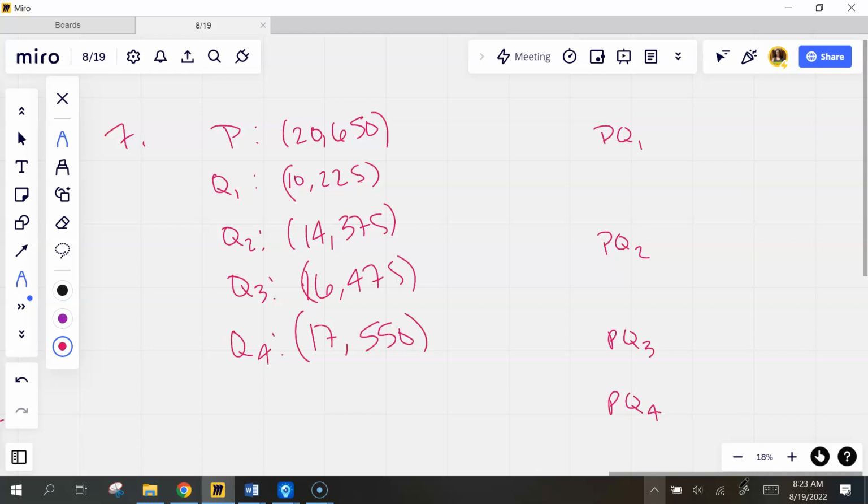And so now what I want to do is find the slope between all these points. That's all I'm doing. So between these two is going to be PQ1. So 650 minus 225 over 20 minus 10. And this should be a calculator problem. What do you get? Oh, I see what you're saying. 42.5.